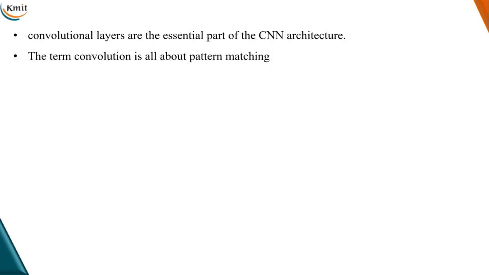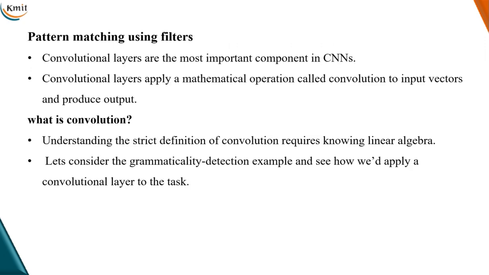Convolutional layers are basically the most important, essential part of the CNN architecture, and the term convolution here is all about pattern matching, which is used for overcoming the shortcomings of RNN. Now how do we do this pattern matching using filters? These convolutional layers apply mathematical operations called convolution to input vectors and produce the outputs. Before we actually start with the layers, we will understand what convolution is.